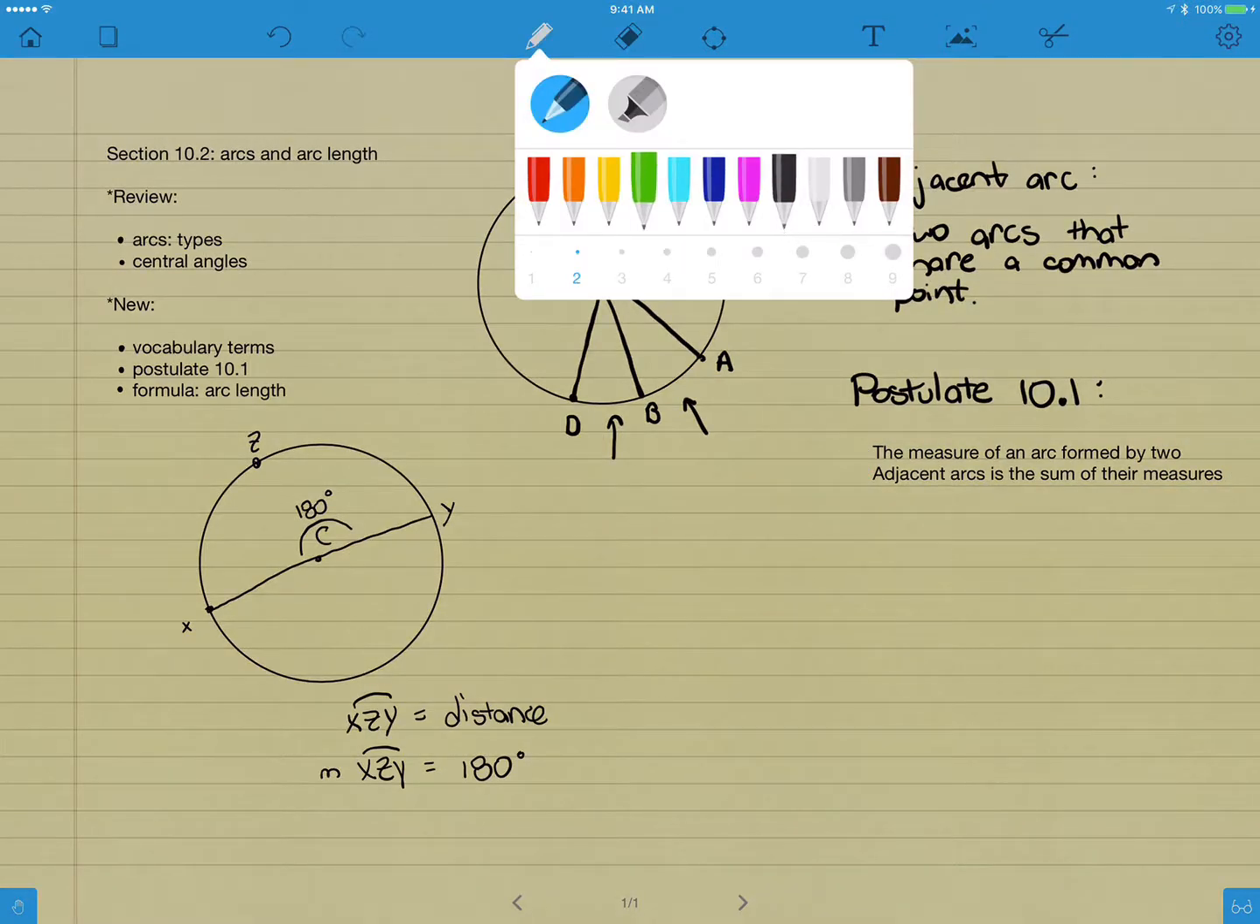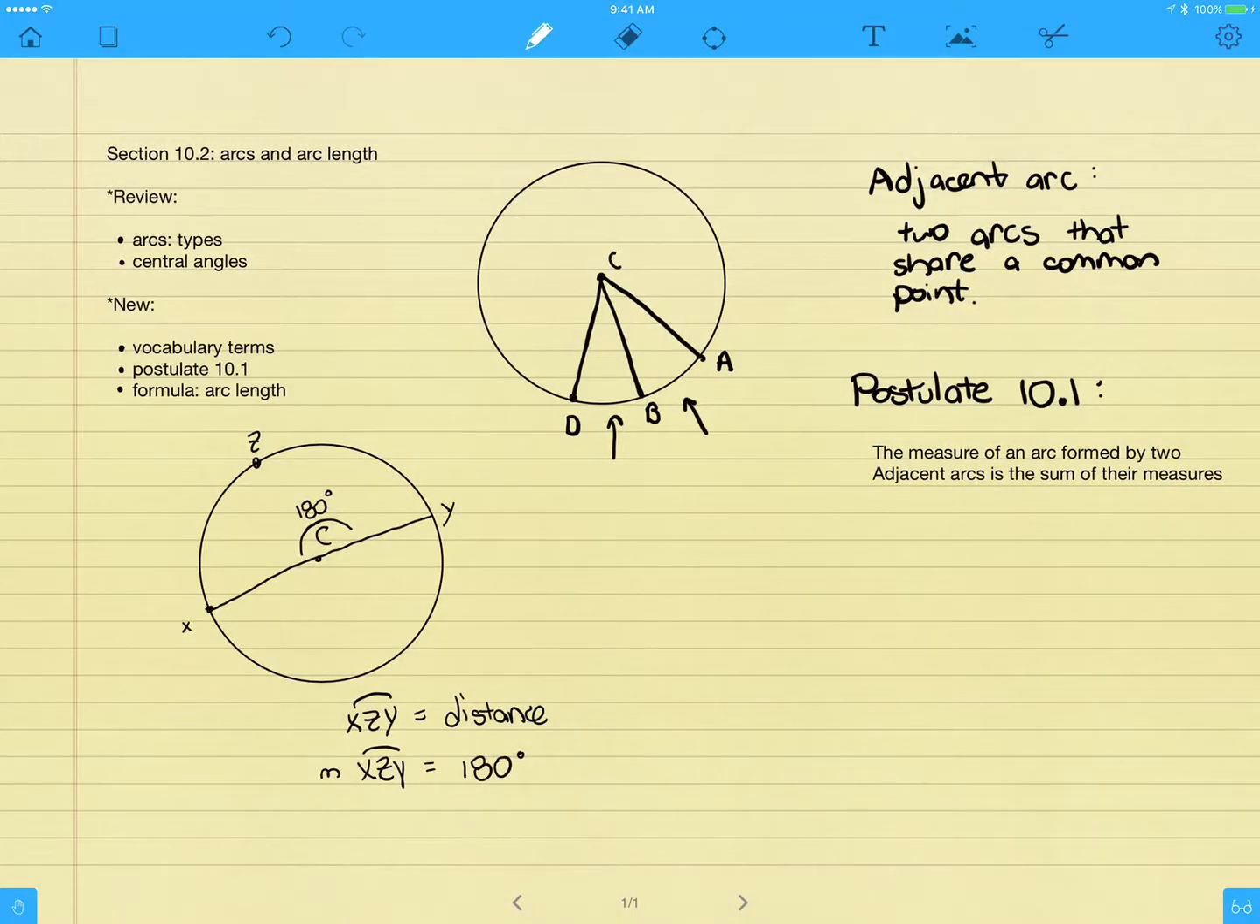So let me pick a different color here. On this particular circle, let's say this is 20 degrees, and let's say this is 15 degrees. The arc measure of A to D, that arc would be 35 degrees. That's the measure of arc from A to D. That is from here all the way to here. Now, most people can do that. It's common sense for everybody. But the reason why is that it's based on this postulate 10.1.